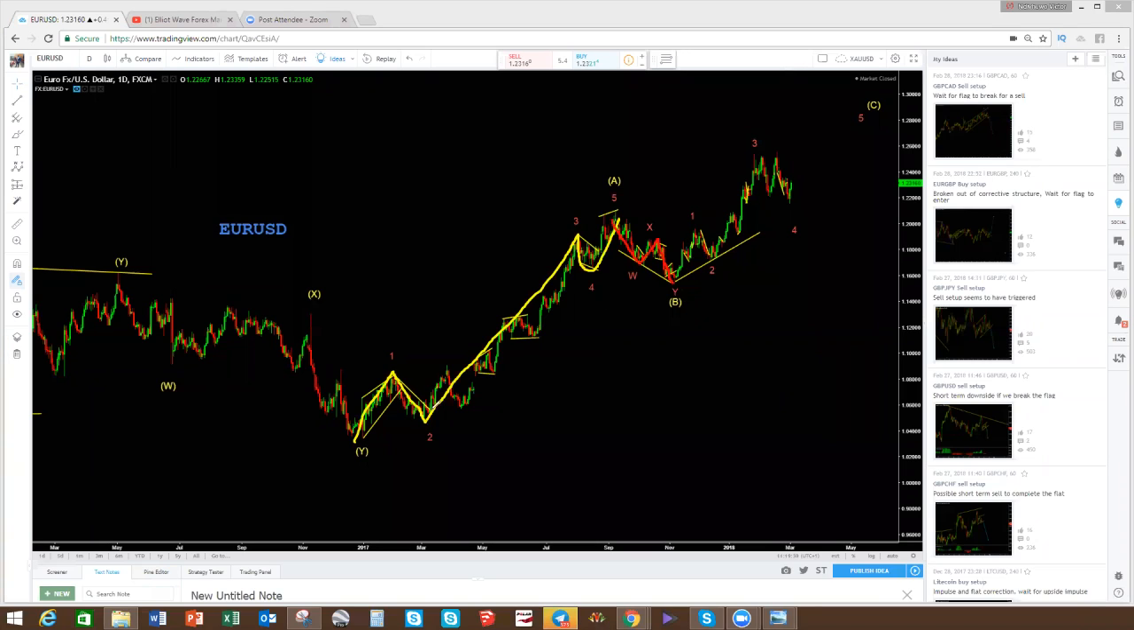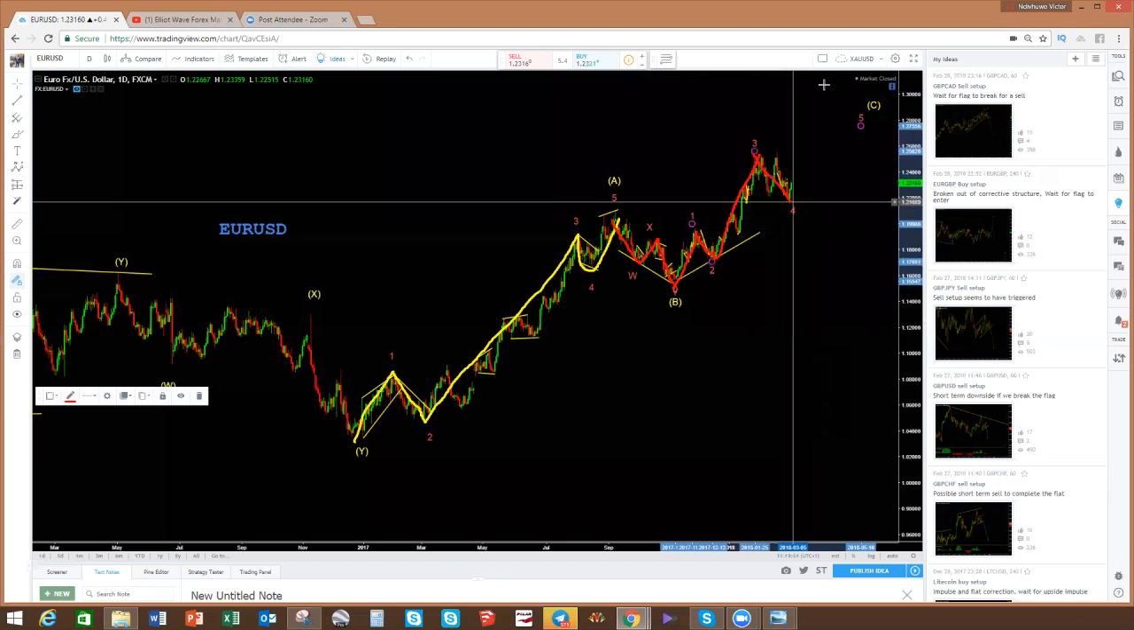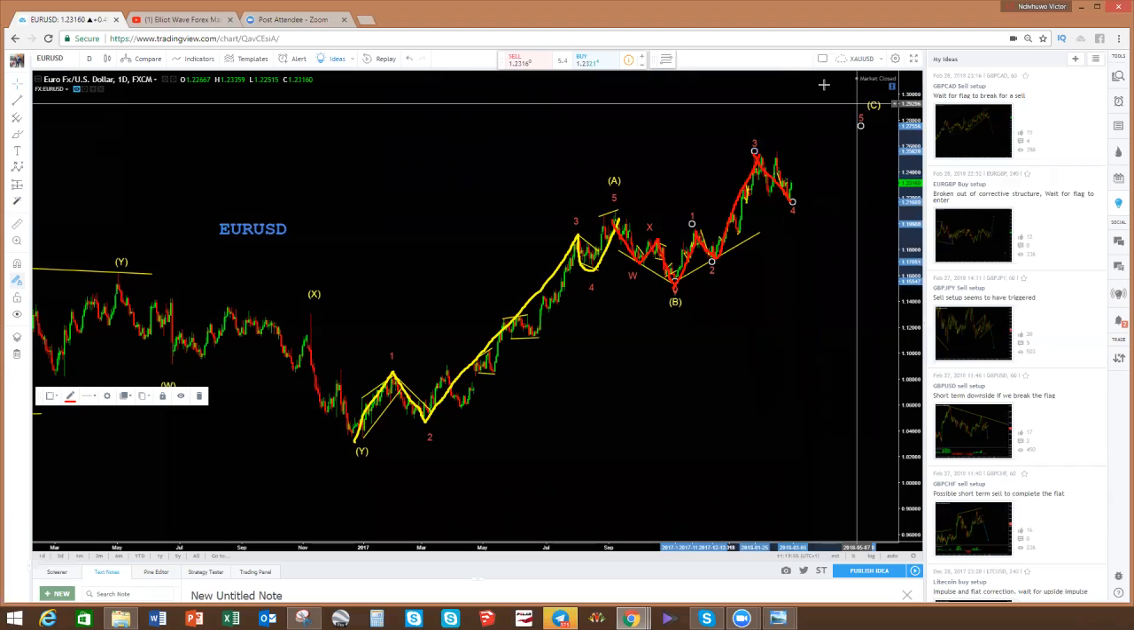So now internally, we are starting another 1. As you can see, we are starting this one. 1, 2, we got 3 now, we get 4. That is why we are looking for this to go up. We're looking to go to wave 5.